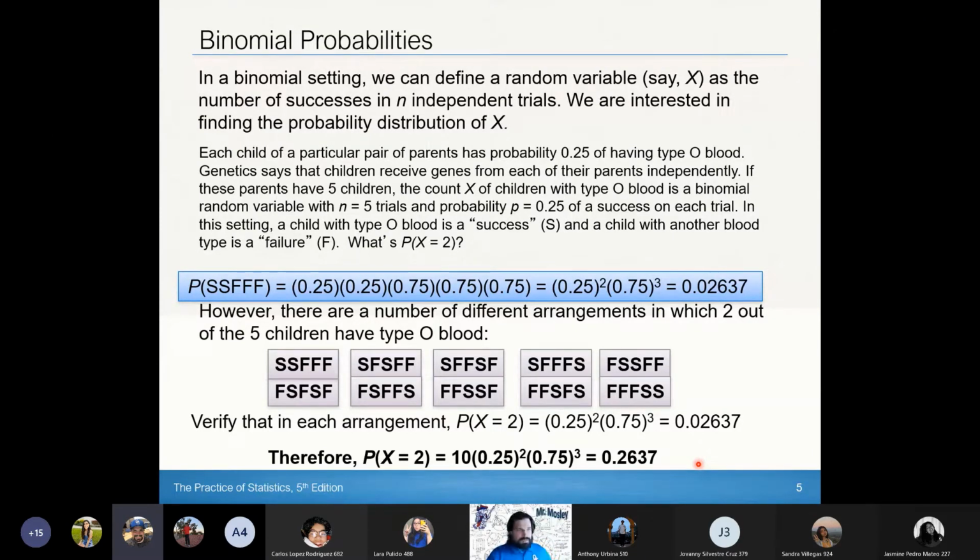Is there anything I can clarify so far on this example? Okay, do you need a moment to write anything down? All right.